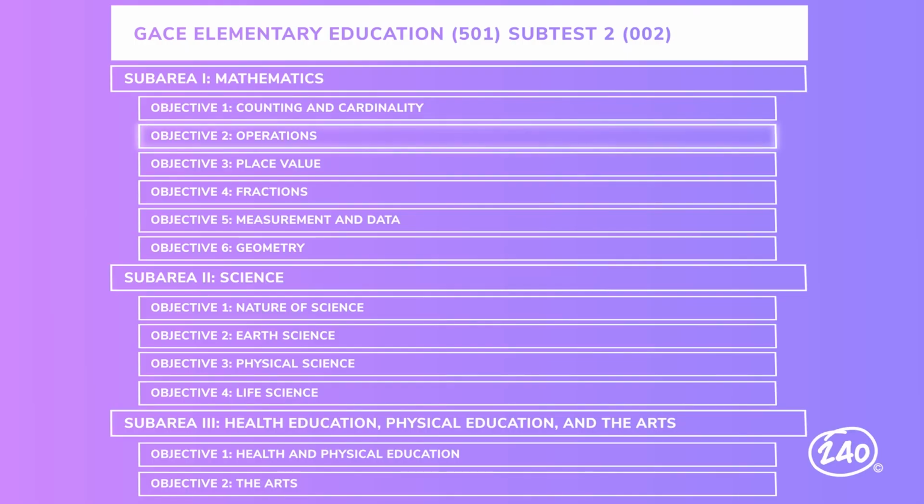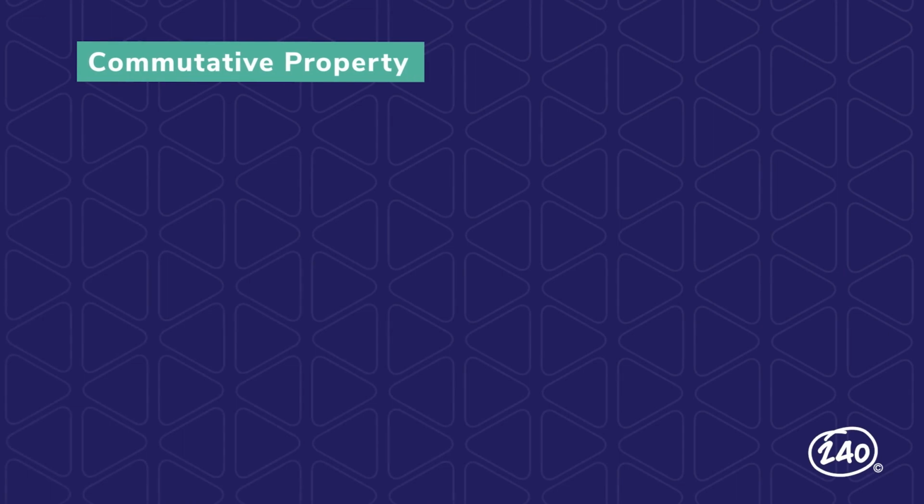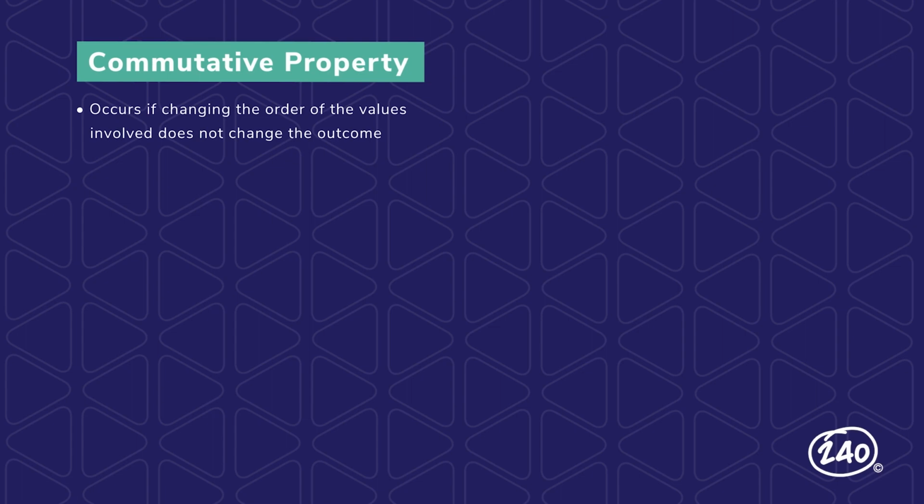This one is all about the operations used to solve equations. More specifically, you'll need to know the rules and properties that tell you what to do when solving a math problem. The operational properties show up here a lot. Let's look at the big 3 together. The commutative property says that an operation is commutative if changing the order of the values involved does not change the outcome. Addition and multiplication are commutative.